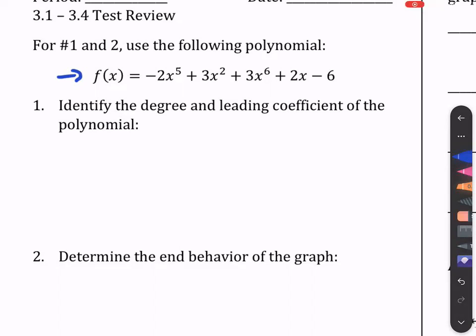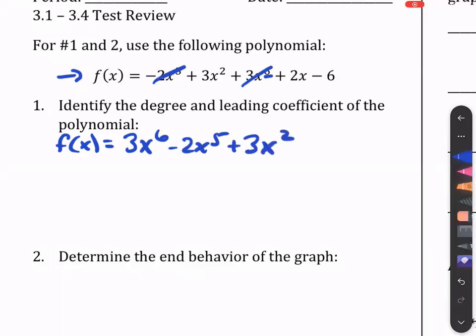In order to do that, we have to put it in standard form, which just means we have to do the largest exponent first. So 6 is my largest exponent, so I'm going to put that first. And remember, whatever the sign is in front also comes with that term. So I've got 3x to the 6th, then negative 2x to the 5th is next. I'm going to cross them out as I go to make sure I got everything. Then the next biggest exponent is going to be 3x squared, then plus 2x, and then minus 6.